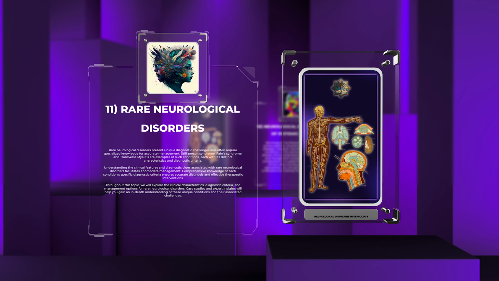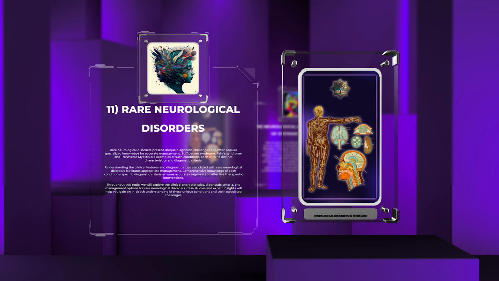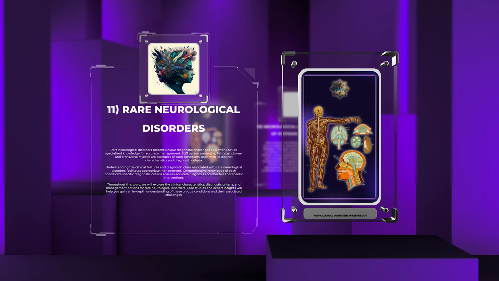Stiff person syndrome, Farr syndrome, and transverse myelitis are examples of such conditions, each with its distinct characteristics and diagnostic criteria. Understanding the clinical features and diagnostic clues associated with rare neurological disorders facilitates appropriate management. Comprehensive knowledge of each condition's specific diagnostic criteria ensures accurate diagnosis and effective therapeutic interventions.